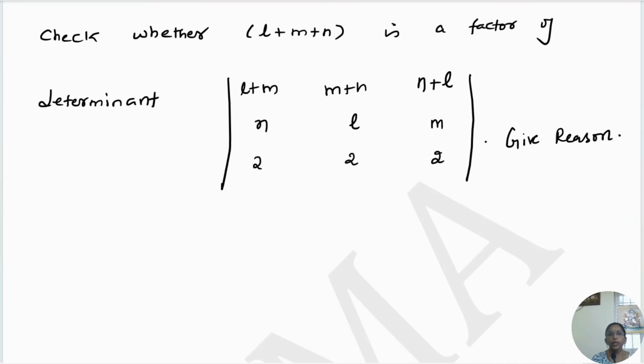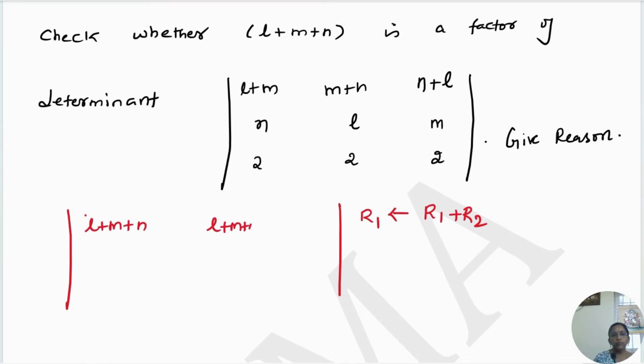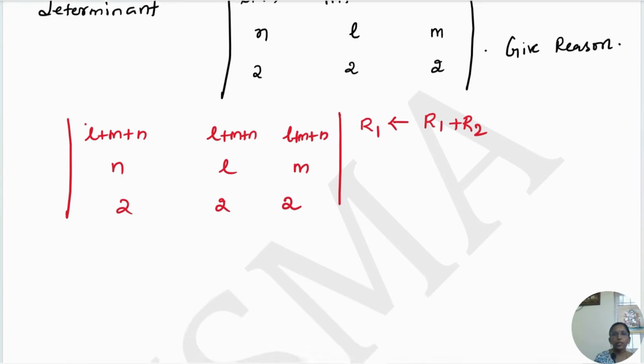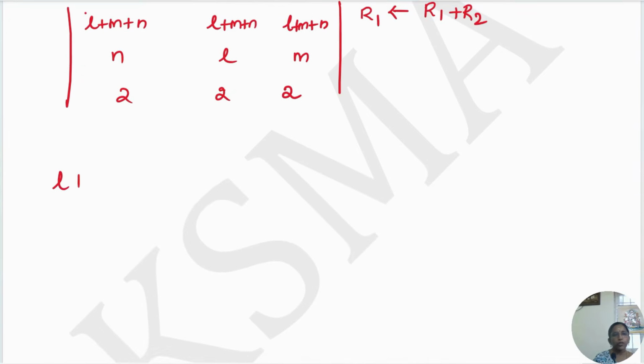Read this question. Check whether l plus m plus n is a factor of the given determinant. Give reason. So here we are going to use the elementary operation. Now we are going to add the first two rows and replace the first row. So now l plus m plus n, and similarly here also, and for the third column also l plus m plus n, and we are not disturbing the second row and third row. So as it is we have to write, and you can take your l plus m plus n outside of the determinant as a common factor from the first row. It is possible. So l plus m plus n you can take it out.